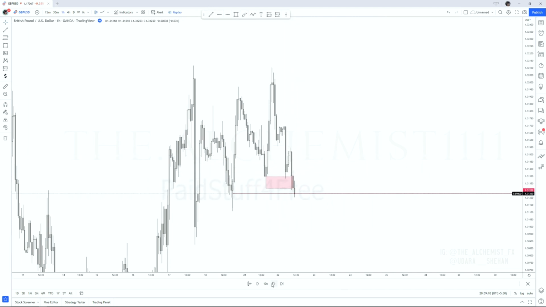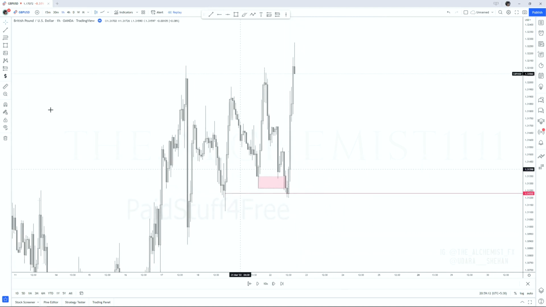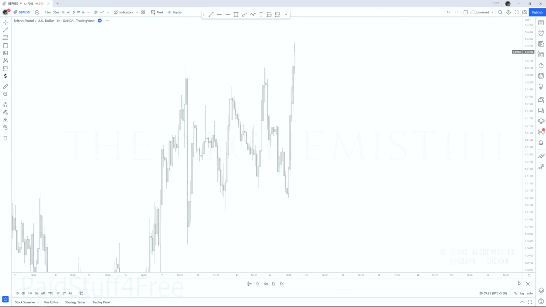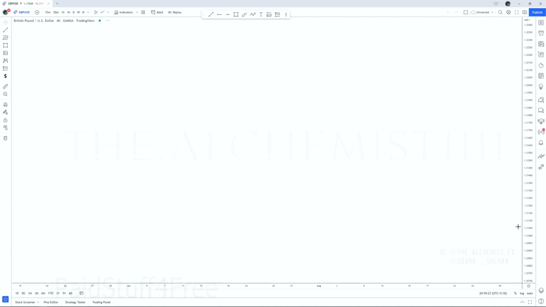But what happens? It taps and then it starts to fly. First, what they do is they clear out all of this liquidity. They induce all of those sellers into the market and then they go up. Okay, so that is what happened there. Let me show you some more. Same exact setup again and again.